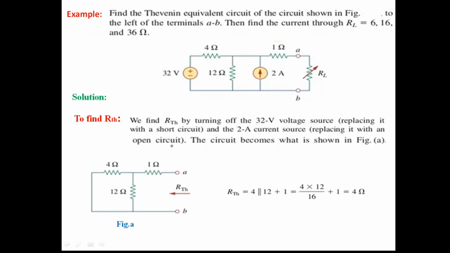For series resistances we take the summation, and for parallel resistances, product by sum. When two resistors are in parallel, the equivalent resistance is the product of the two values divided by the sum of the two values. That is 4 into 12 by 12 plus 4, which is 16, plus 1, since that combination is in series with this. Therefore we get RTH as 4 ohms. Likewise, we find the RTH here.